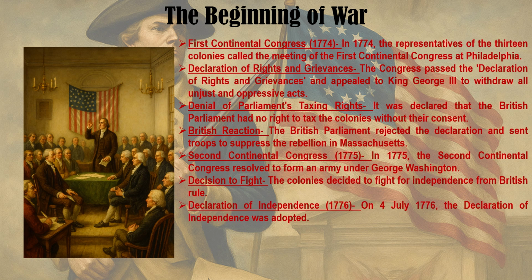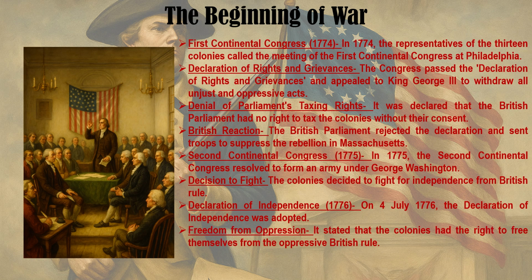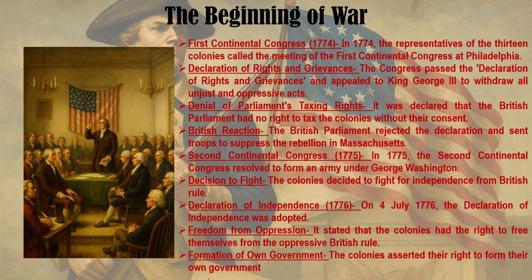So on 4th July 1776, the Declaration of Independence was adopted. On 4th July, people declared themselves as independent. 4th July 1776, and this is the American Independence Day. It stated that the colonies had the right to free themselves from the oppressive British rule. So the Declaration of Independence stated that the colonists had the right to fight for independence from the oppressive British rule.